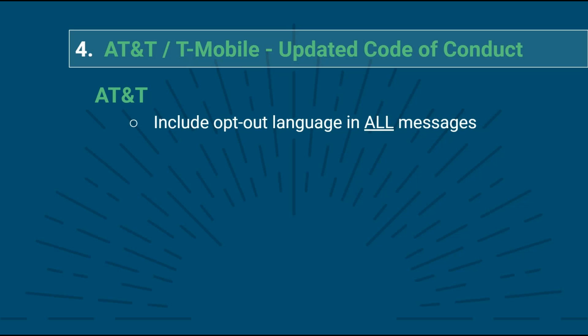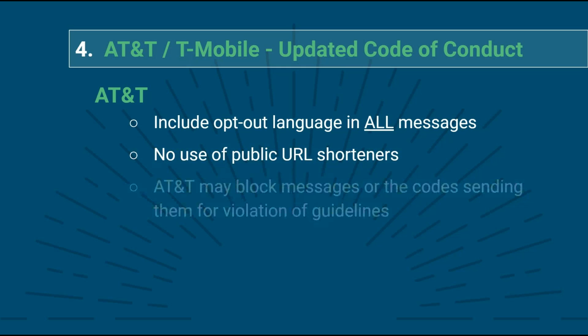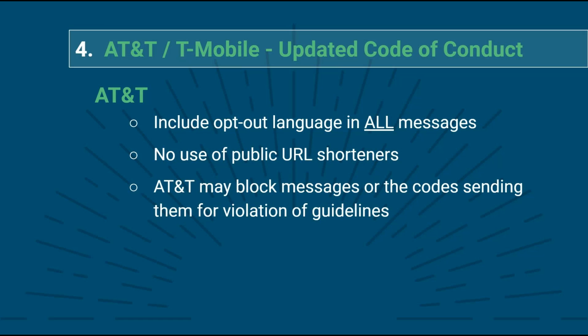Now, this is a best practice code of conduct update. It's not a law. It's not an FCC rule. It is a best practice, and it could have potential repercussions. They have hinted that they don't want any use of public URL shorteners, and they've also indicated that they may block messages for violation of these guidelines. If you violate these guidelines, they do have the ability to block your messages, and they've established that they can block it across short codes, 10DLCs, or toll-free numbers.